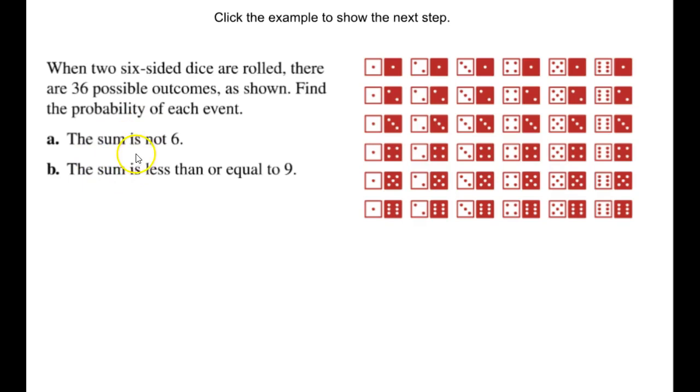So the first one is the sum is not 6. So I could go through and I could count every single time that the sum is not 6 and figure that out. Or, since I know that it'd be easier to figure out how many where the sum is 6, I can find the complement there. So let's go ahead and find where my sum is 6. So it's right here, right? And I can continue going here. Those are all of my possibilities where the sum is 6.